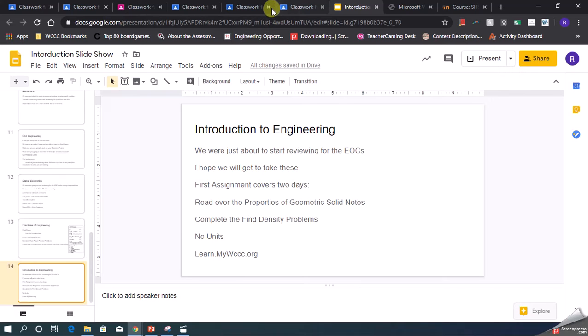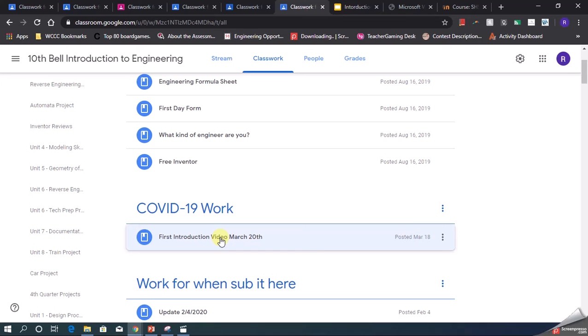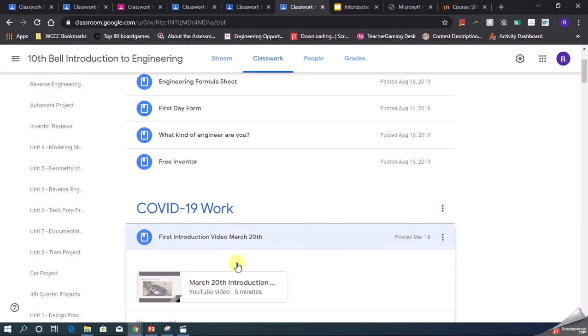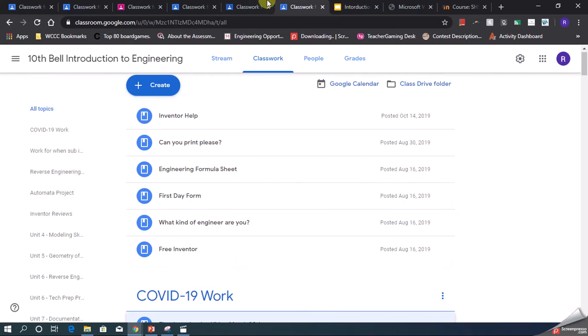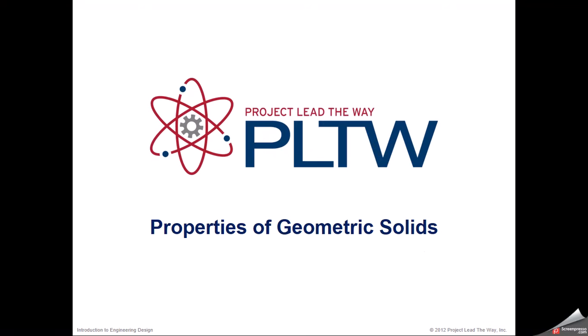So everything you're going to find is right on the first thing there. So inside the classroom page, there's your video, and I'll have the materials posted once I get this video done of where you need to go and what you need to do. So the first thing we're going to talk about is properties of geometric solids. So a lot of this stuff is stuff you've hit in geometry class. Nothing too new for you, but we'll discuss.